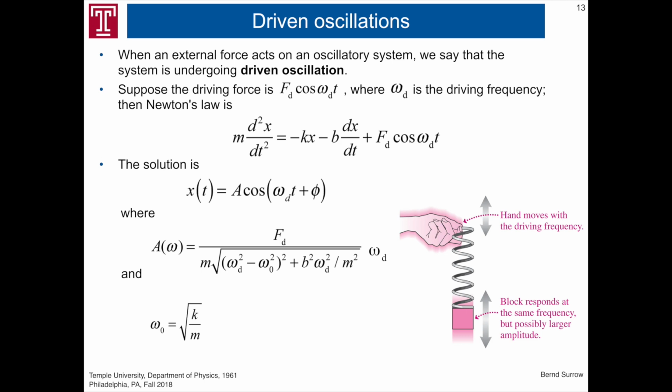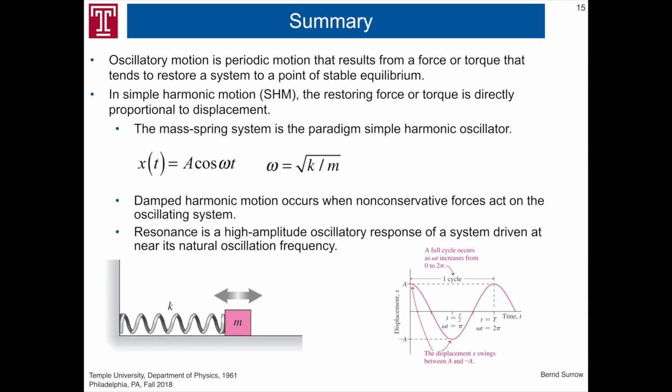So in summary, oscillating motion is a periodic motion that results from a force or torque that tends to restore a system to the point of stable equilibrium. In simple harmonic motion, the restoring force or torque is directly proportional to the displacement. And that displacement could be a distance x, it could also be an angle. We have seen the spring mass systems, one dimension x. In the case of a simple pendulum, it's the angle. The mass spring system is a paradigm for a simple harmonic oscillator where x of t is a cosine omega t, and omega is then the square root of k over m.